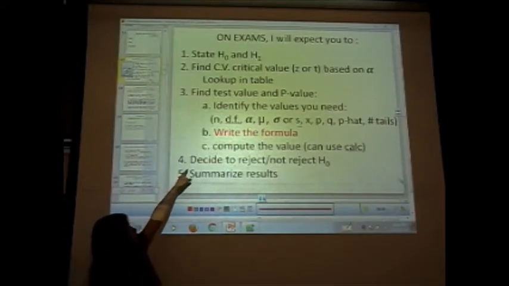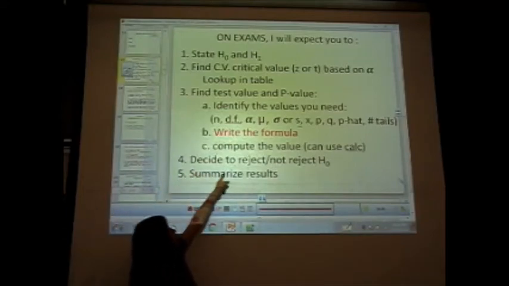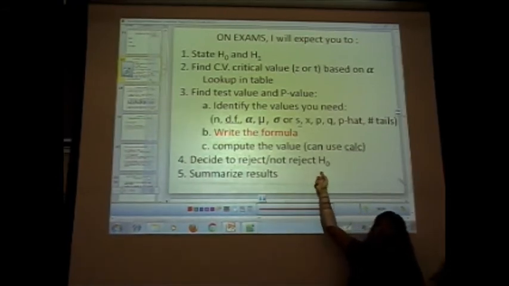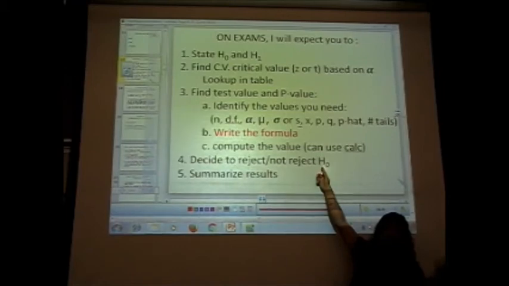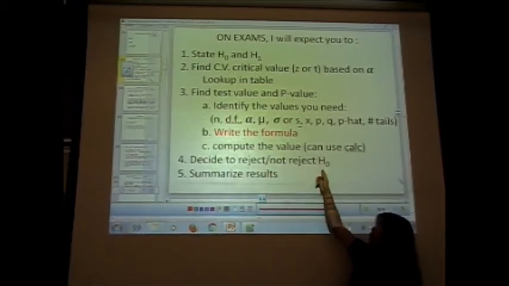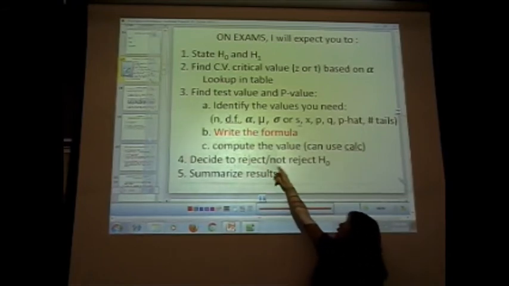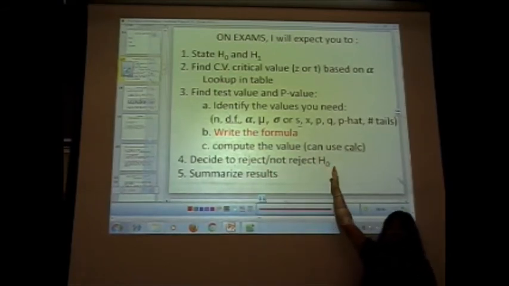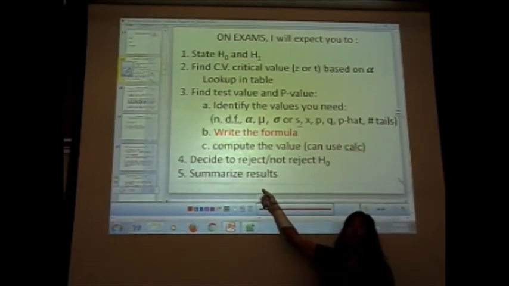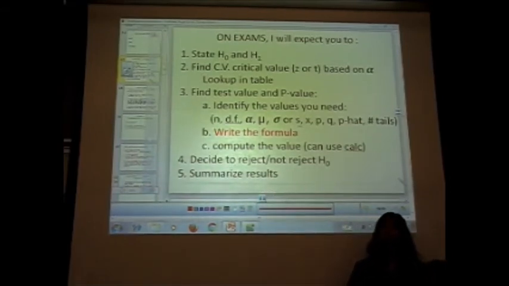And then decide, step 4, decide to reject or not reject H naught. So remember, step 4 is all about rejecting H naught. We're doing the entire test to either reject or not reject H naught. So really the whole test is about H naught, rejecting it or not rejecting it. And this is always reject. You guys understand that? Always reject H naught or fail to reject H naught. Make sense? And then summarize results for your claim. So that's going to be support or reject your claim.